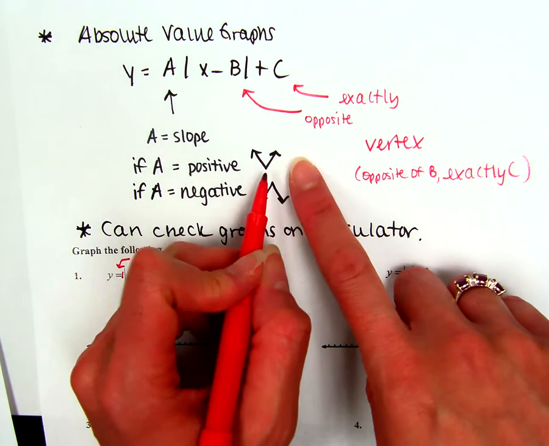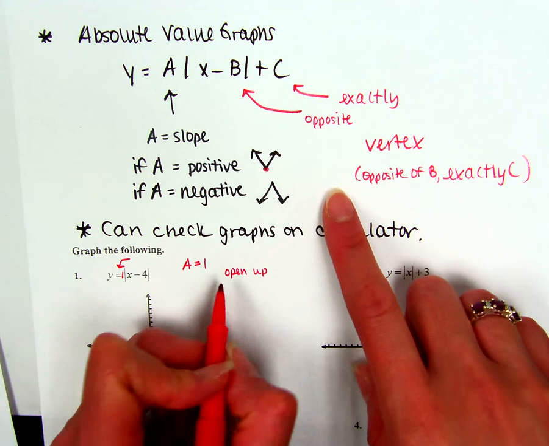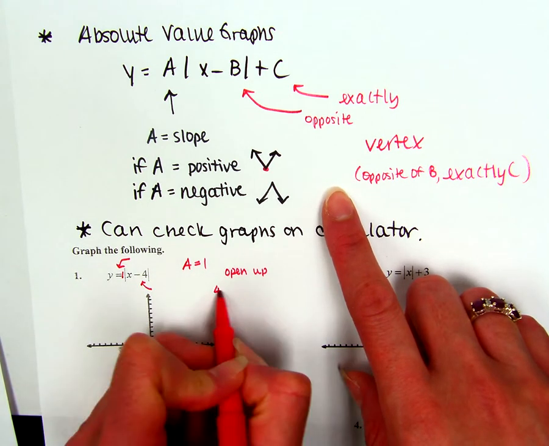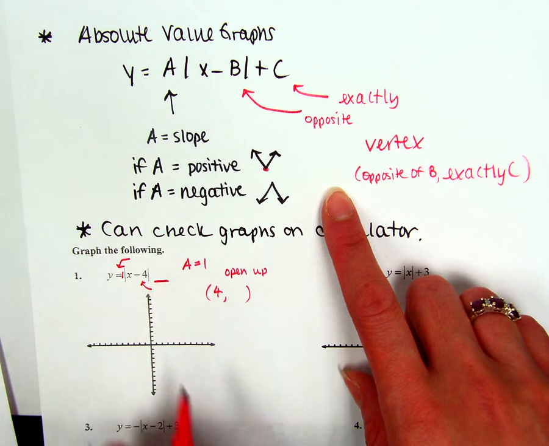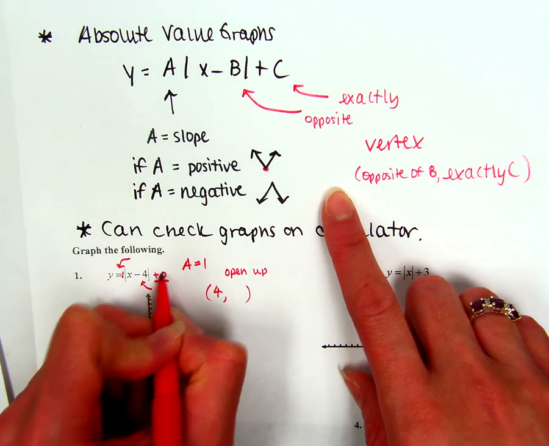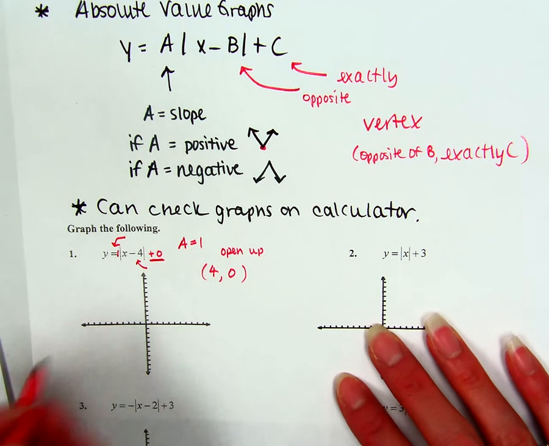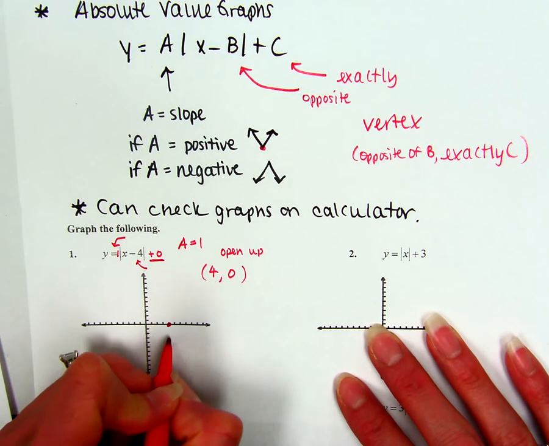Then I need to know what's the very bottom point. That point's called your vertex. So my vertex is the opposite of this number. It says -4, so that's +4. And then exactly this number, which when I don't see anything added or subtracted, that's a 0. So this tells me that my graph starts at 4, 0.